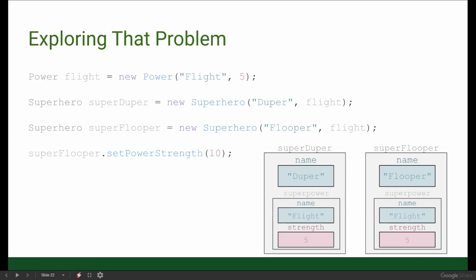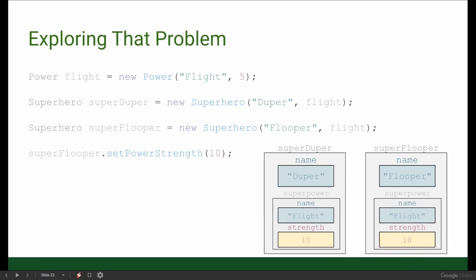Update the power variable? It'll update the power's strength. Yeah, but is it going to update for only Super Flooper? For both of them? It will update both of them. Now, why is it going to update both of them? Because they use the same variable, is that the right word?